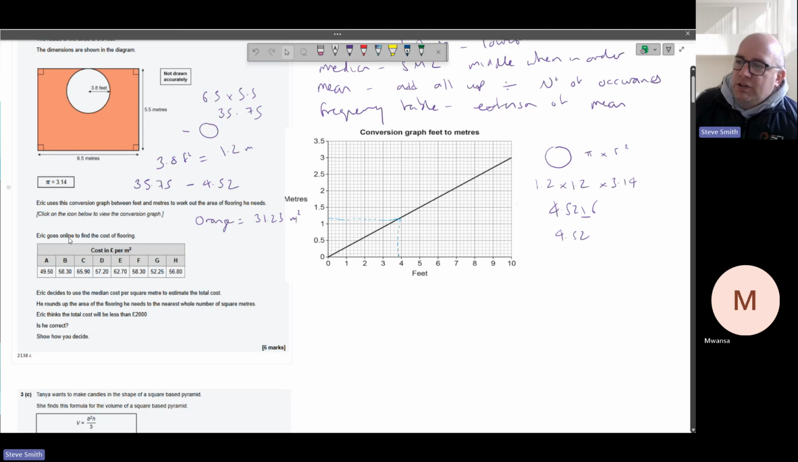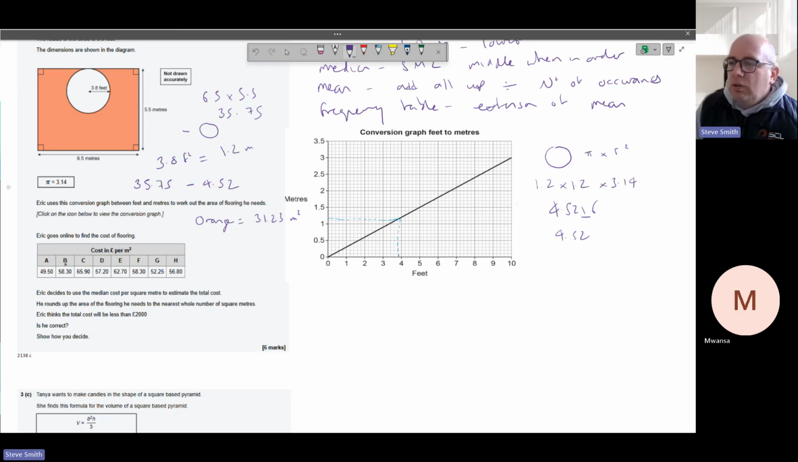Eric goes online and finds the cost of flooring. Eric decides to use the median cost per square meter for the total cost. So the median, and what I'll do, we will write these out. So lowest, 49.5, that's that one. 52, 52.25, done. 56.80, that's that one. 57.20.